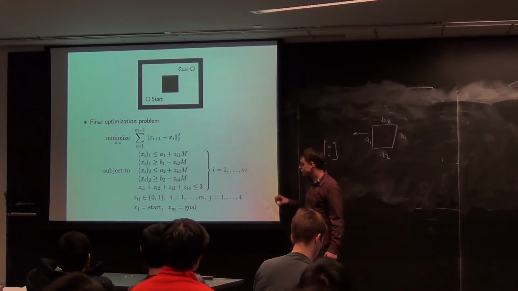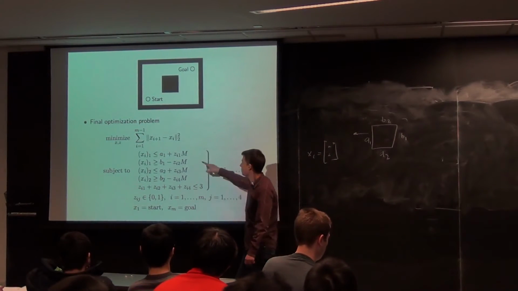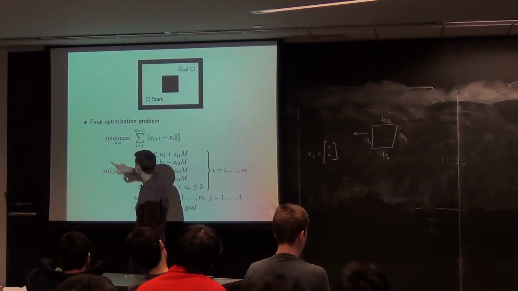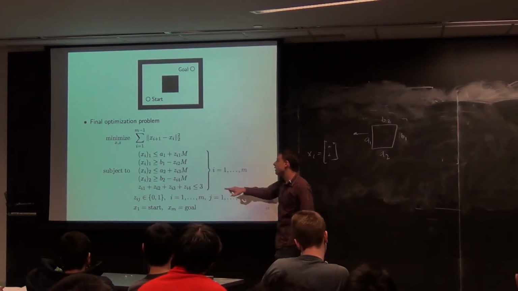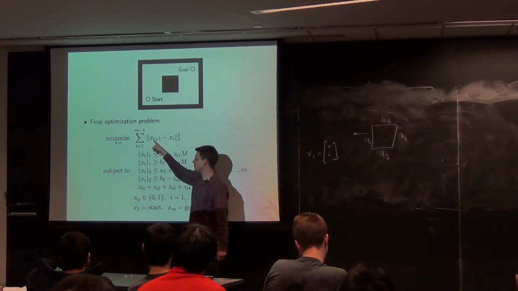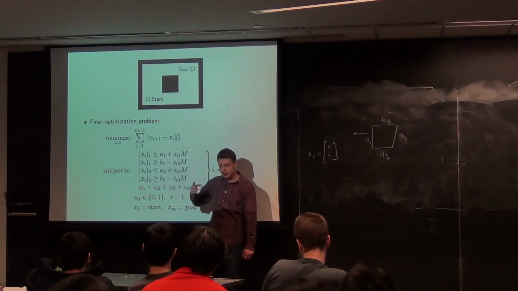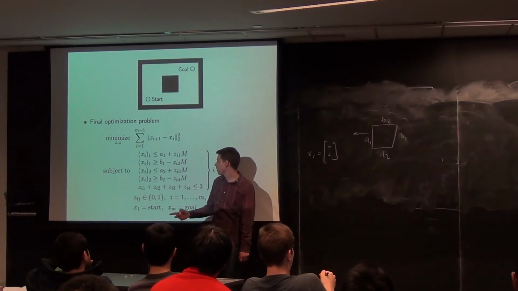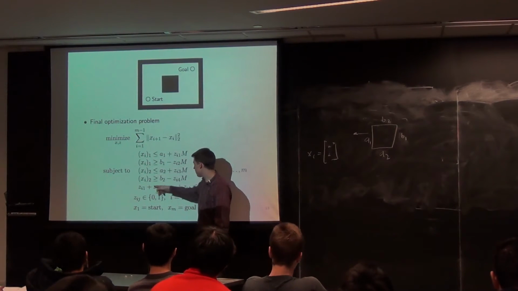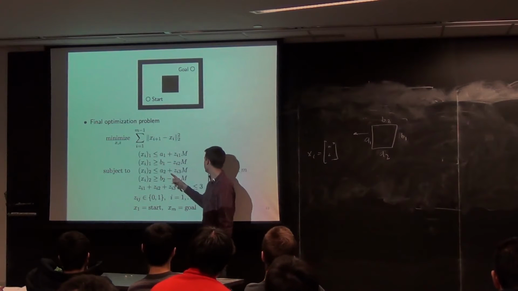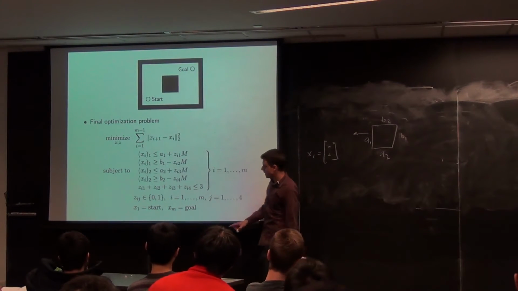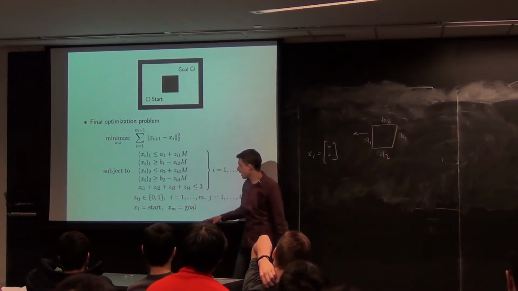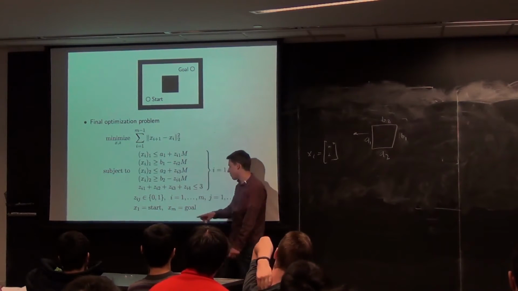All right, so now let's write our final problem. We want to minimize over x and z. This is a mixed integer program, because now we have both x and z variables. Of the sum of squared differences between consecutive steps, subject to all these things being the case for all i equals 1 to m, and x1 being equal to the start, and xm being equal to the goal.